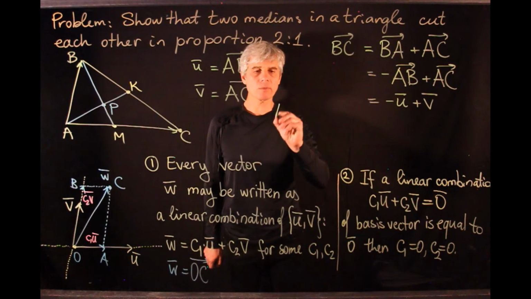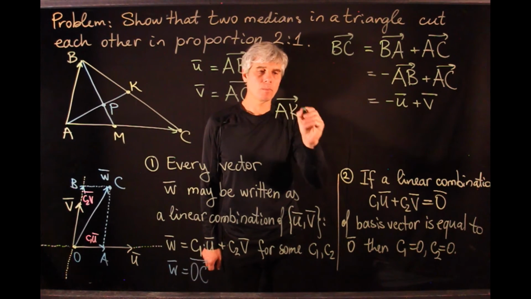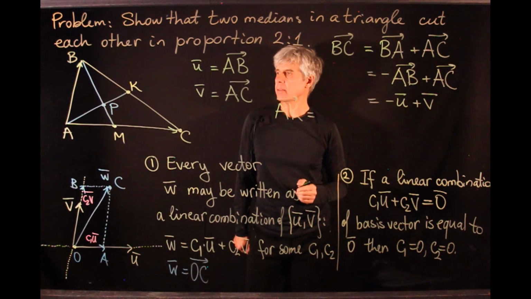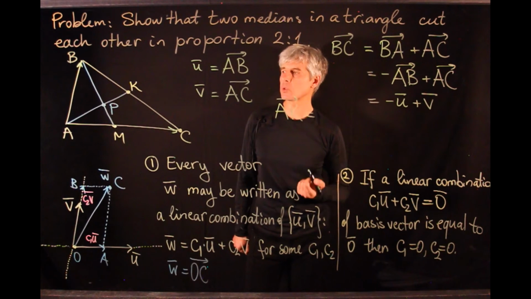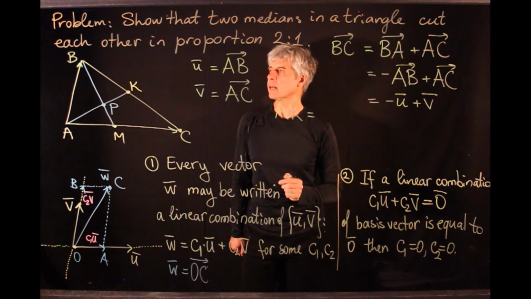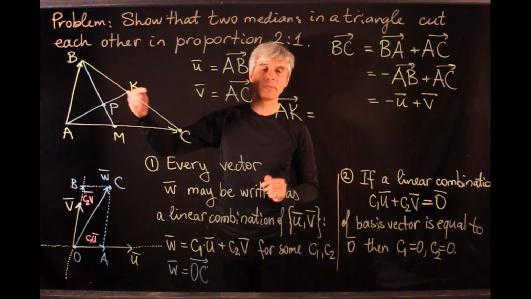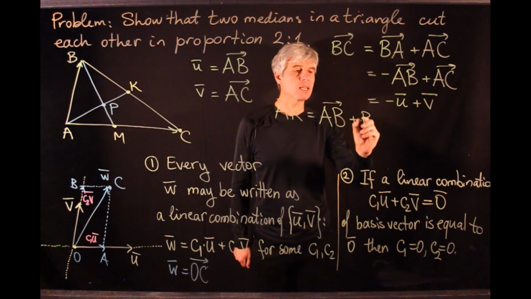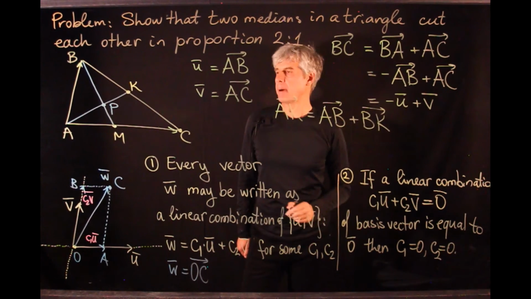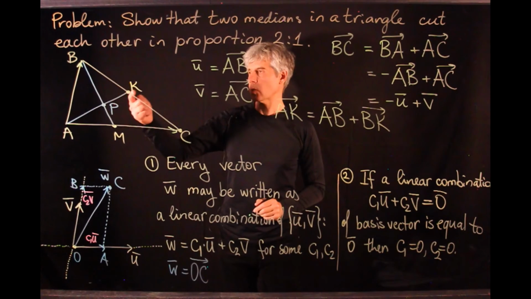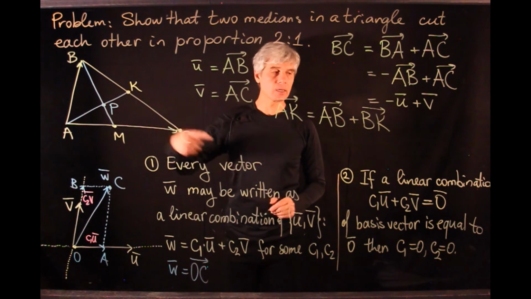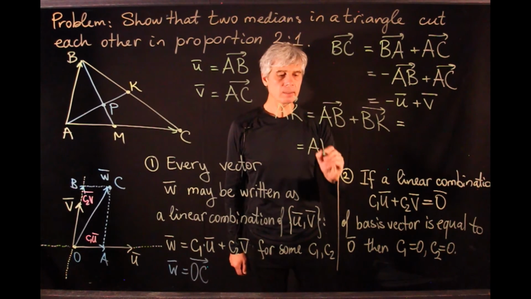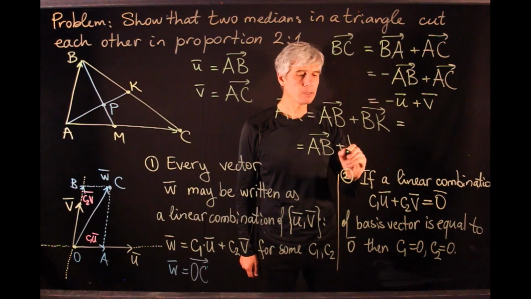So let's do this for the vector AK. So how can we write AK? And again, the point is we're going to use the head-to-tail rule. To get from A to K, we're going to go through B. So this is the same as AB plus BK. But what is BK? K is a midpoint of BC. So this means that here we have AB plus 1/2 of BC.